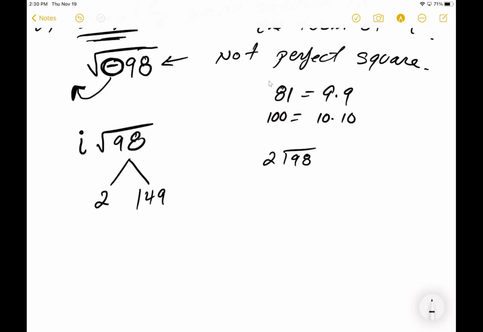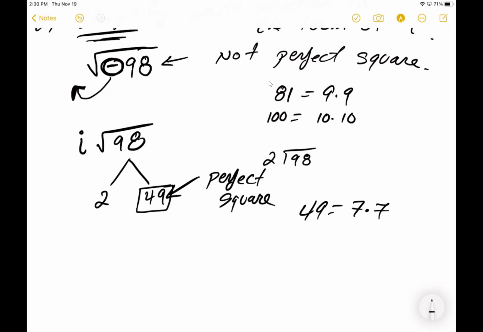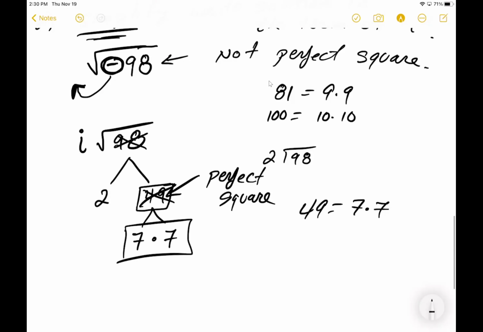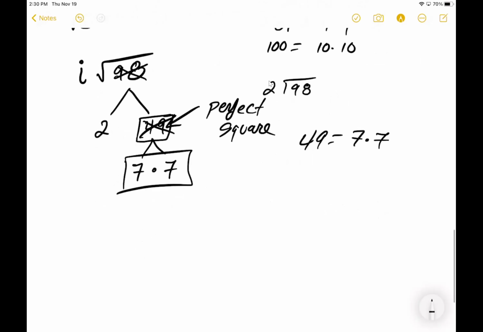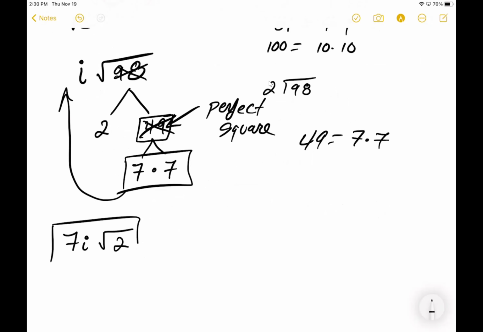Why can we stop here? Because 49 is a perfect square. Do you agree that 49 is the same as 7 times 7? If you don't see it, we break it down. The purpose of finding a hidden perfect square is that because it's a square, we can bring out a 7 to the outside. Our answer will be 7i. The leftover is the 2.